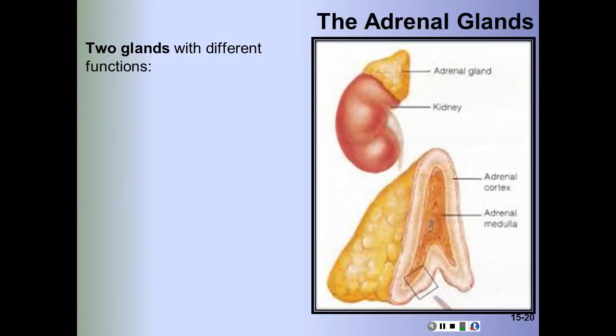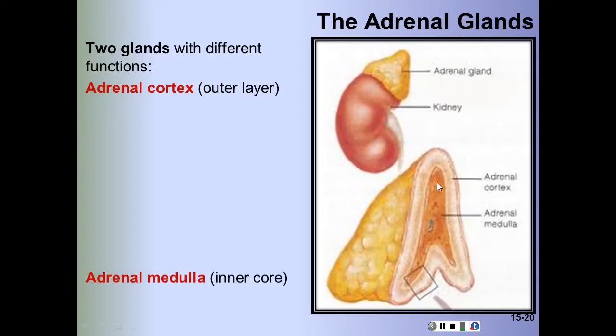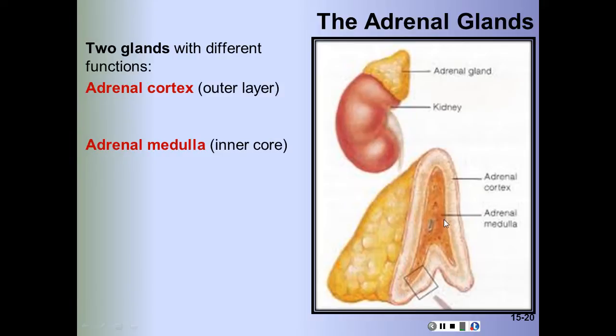So here we're going to look at the adrenal glands. It's a pair that lies on top of the superior pole of the kidneys. Each gland is actually two glands with different functions and embryonic origins. Here's a cross-section of our adrenal gland, and we see there is an adrenal cortex and an adrenal medulla. The adrenal cortex is the one that secretes our steroid hormones: androgens, aldosterone, and cortisol.